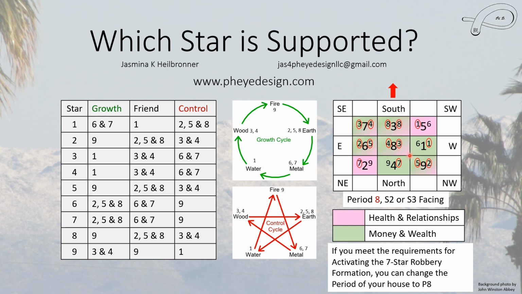There's now 5 sectors that are good for anything. And you've got 2 extra good sectors for health and relationships and 2 extra good sectors for money. I mean, this is a really nice house, but you have to be able to activate the 7-star robbery, because once period 9 starts, which is less than a year away, the whole chart would change unless you can activate the formation.